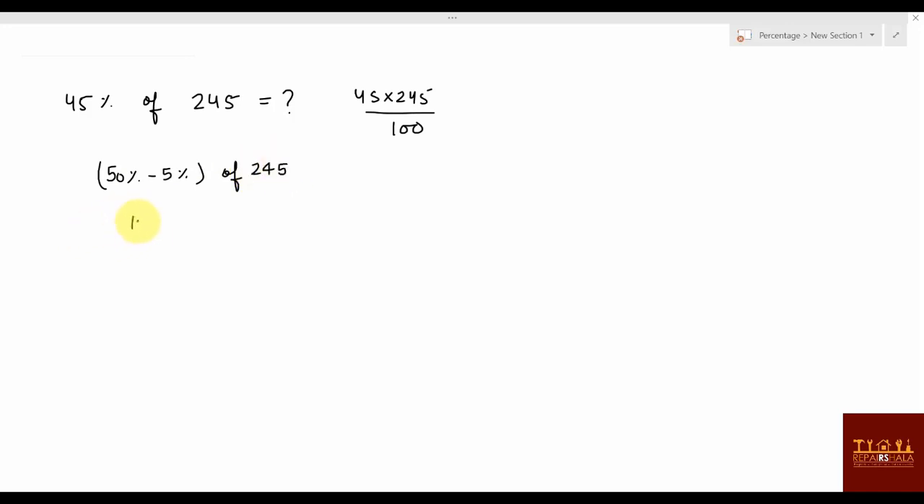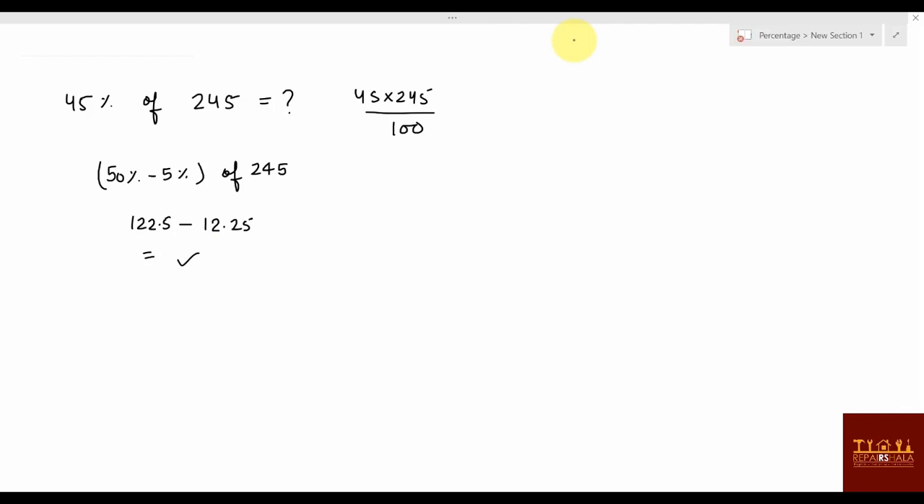50% of 245 is 122.5, and 5% of that value will be 12.25, and you can subtract this and get the answer. I hope this is easier than multiplying these two values and getting the answer. Okay, so this is the one.